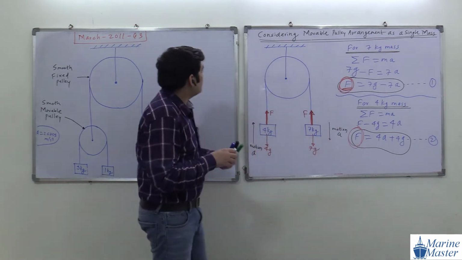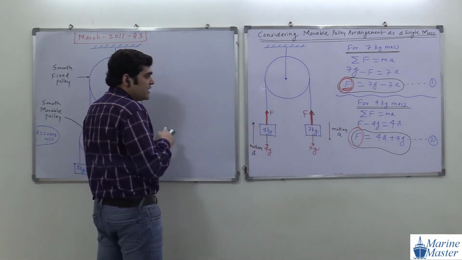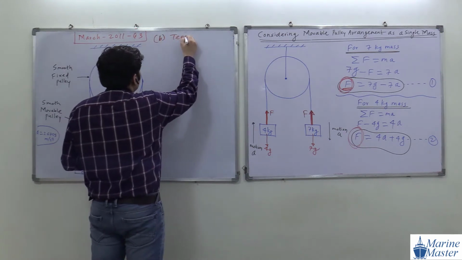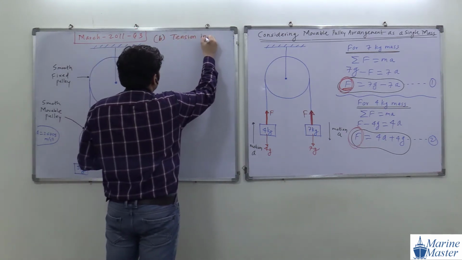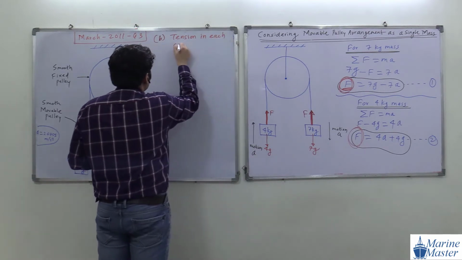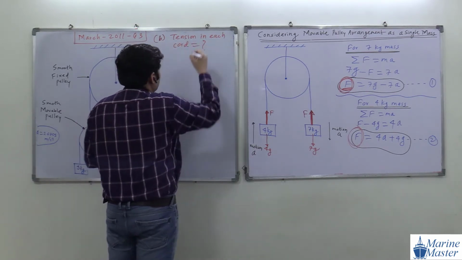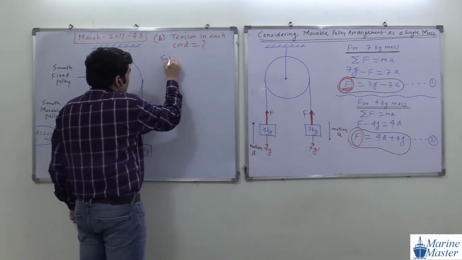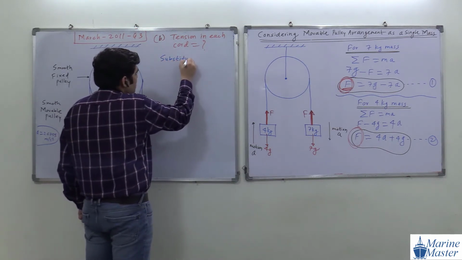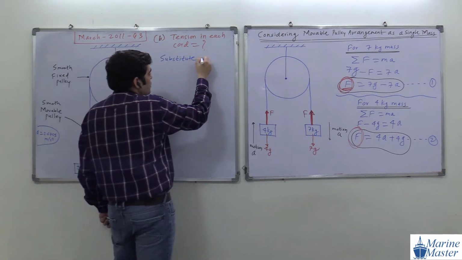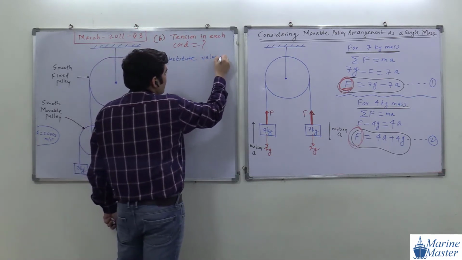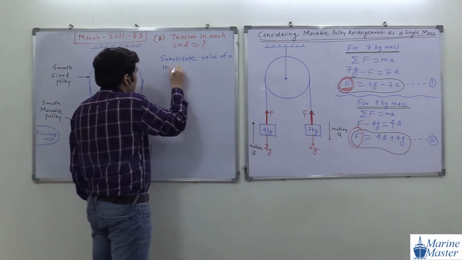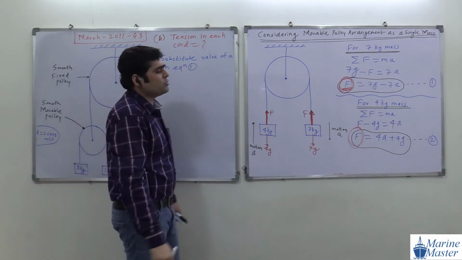So guys, what are we going to do? In B part, what are they asking us? Tension in each chord. Okay, everyone try to see the scenario here. So we are going to substitute what we calculated just a few minutes before. We are going to substitute value of A. A stands for acceleration. In equation 1 we are going to substitute value of A.